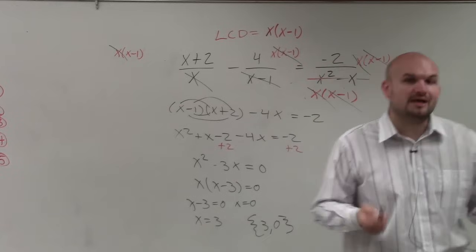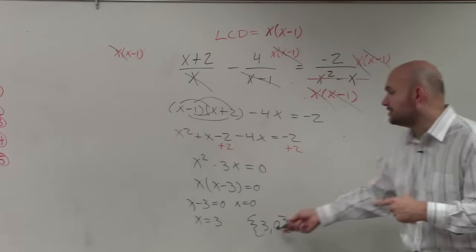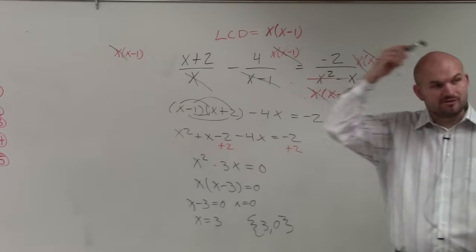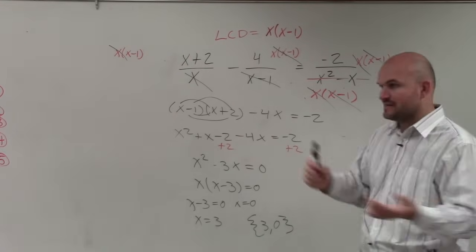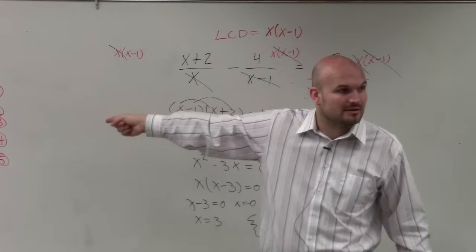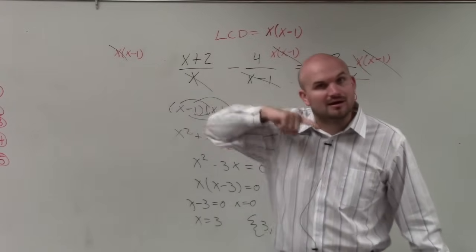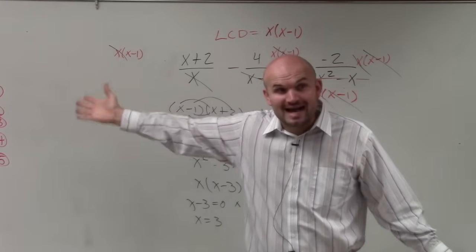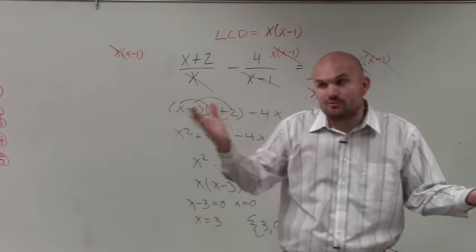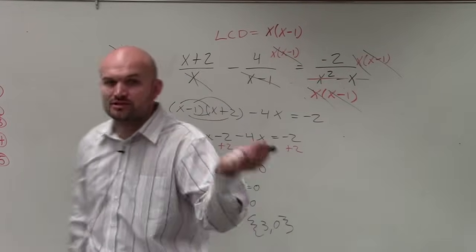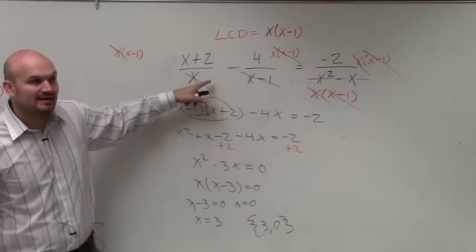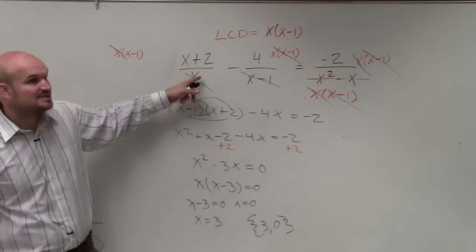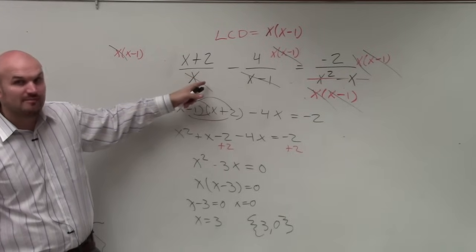However, when you're going back up to your problem, you got to make sure you plug your answers back in. Because remember when we were graphing rational expressions, the first thing we did was to find the what? Vertical asymptotes, right? The points where the values are not a part of your domain. If you take your solutions and plug them in and they make your denominator equal to 0, they're not a part of your domain.